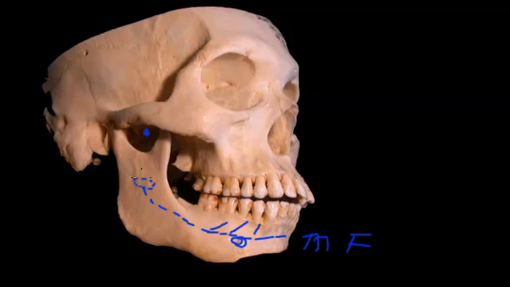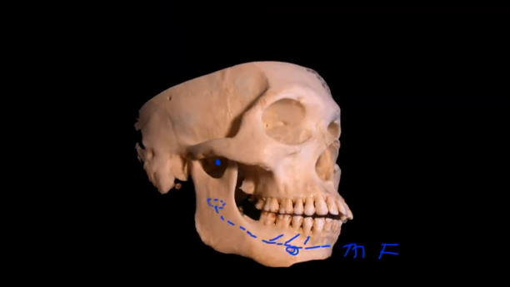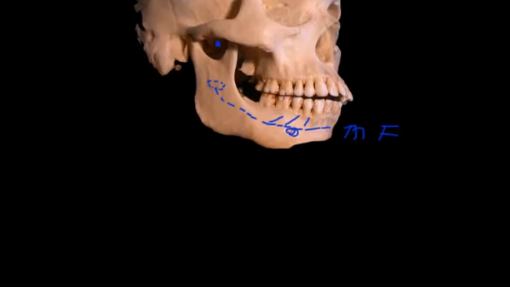So these are the sort of areas where branches of this mandibular division of trigeminal nerve are going to run. And in fact we're going to come back and add to this diagram to show those branches in a little while. So let's talk about this mandibular division and the branches that we find within it.